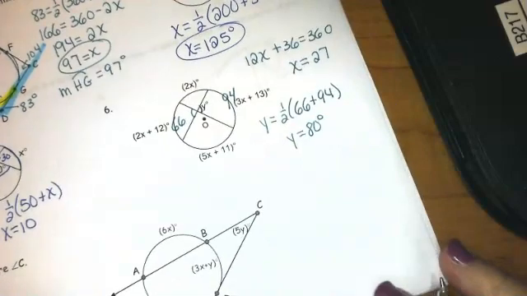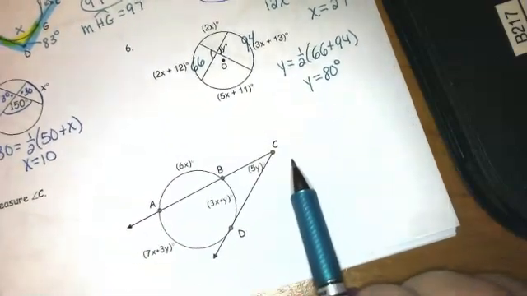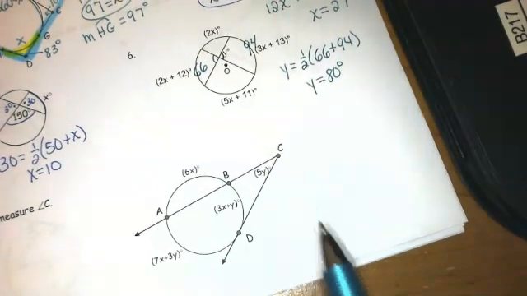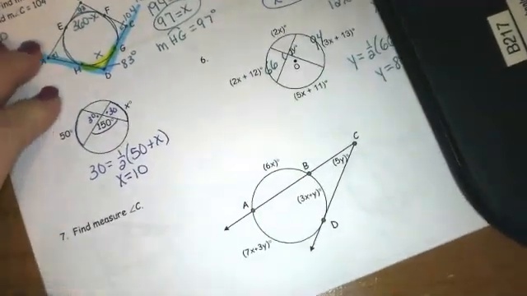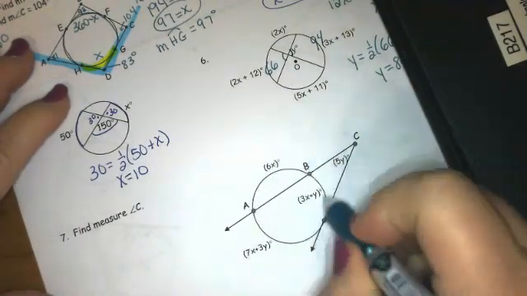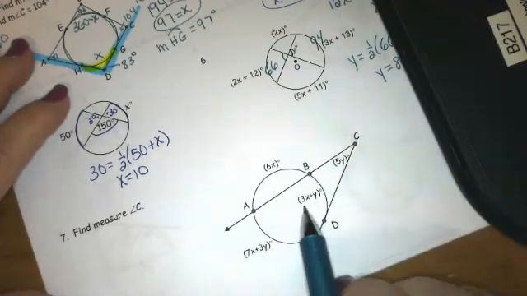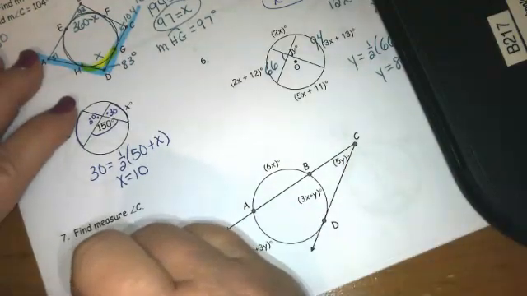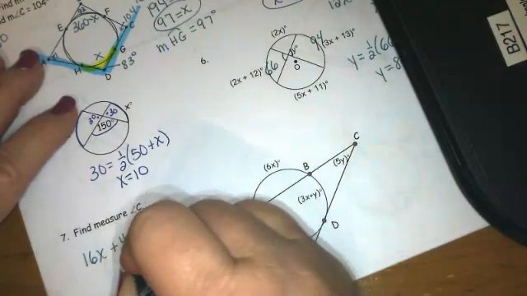All right, let's do one more. This one wants us to find the measure of angle C. And I've got x's and y's, so I think I'm going to have to do a system of equations here. So let's take a look. I have measures for all of the arcs in the circle, so I'm going to add up all of my arcs to equal 360. So that's 10x, 16x, plus 4y equals 360.